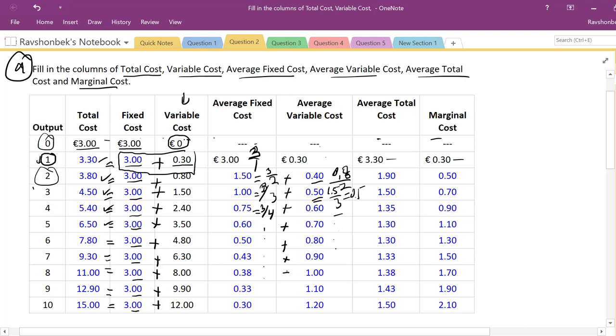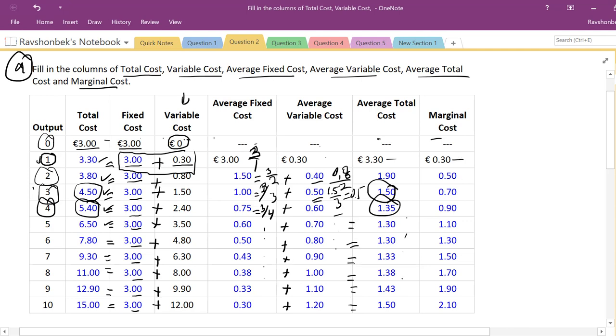Or you just take the total cost divided by 3, and that gives us, is this the correct one? Yeah, so 1.50. Take 540 divided by 4, 135, and so on and so forth. So there are two different ways of calculating it.